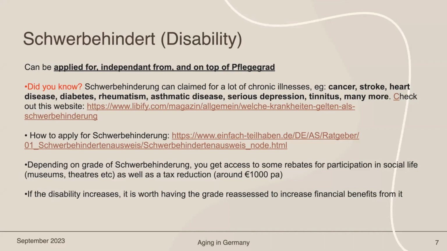I found that actually disability can be things like diabetes, heart disease, if you had a heart attack or your partner had a heart attack, stroke, disability deriving from cancer that you had or your partner had, asthmatic disease, depression, tinnitus, many, many more illnesses, if you want, also count towards a disability. So this is independent of what I've discussed just before. The Pflegegrad is one thing.